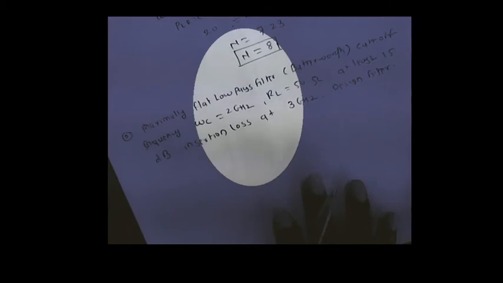Then the next is a maximally flat low pass filter, nothing but the Butterworth. The cutoff frequency is 2 GHz, the load resistance is 50 ohm, with at least 15 dB insertion loss at 3 GHz. Design a filter. So first we find out the order of the filter.